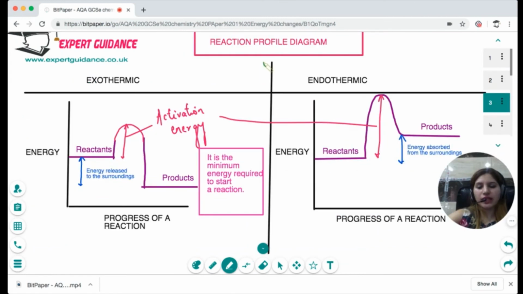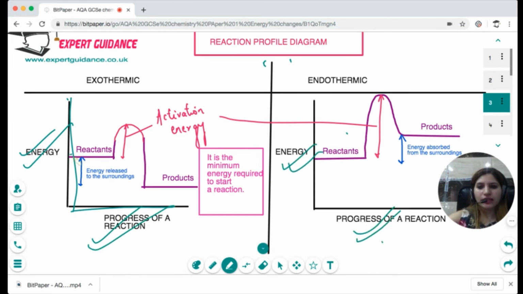Now let us look at the reaction profile diagram. It can come in the exam to draw them or to label the reaction profile diagram. Now, for both of these reactions, you will be making the axes. The y-axis will be labeled as energy, the x-axis as progress of reaction. You will do both sides.